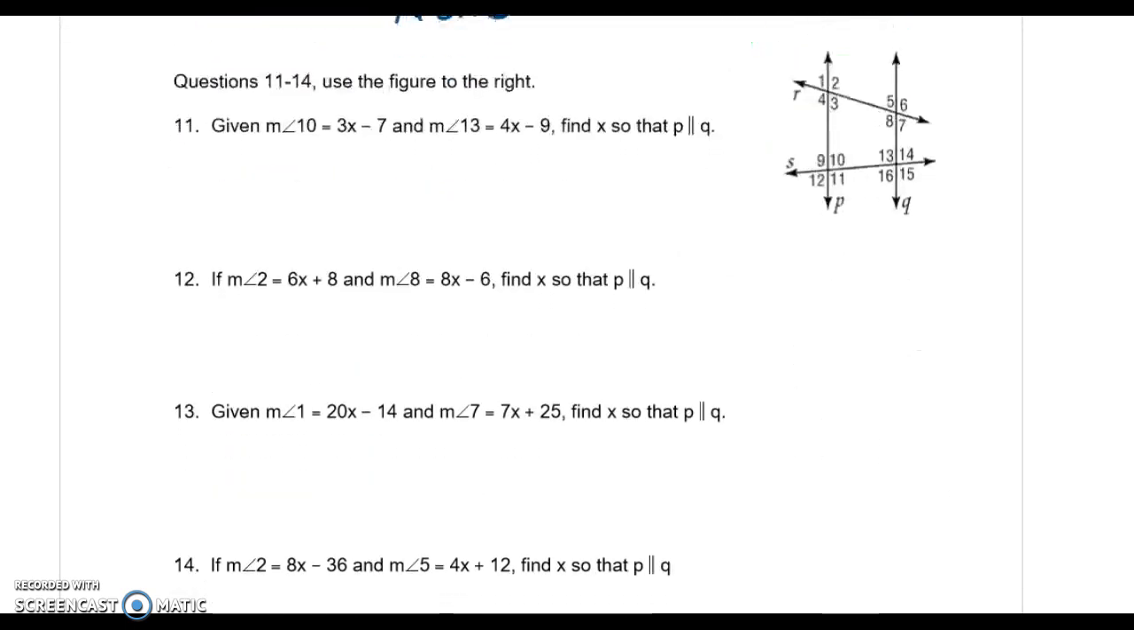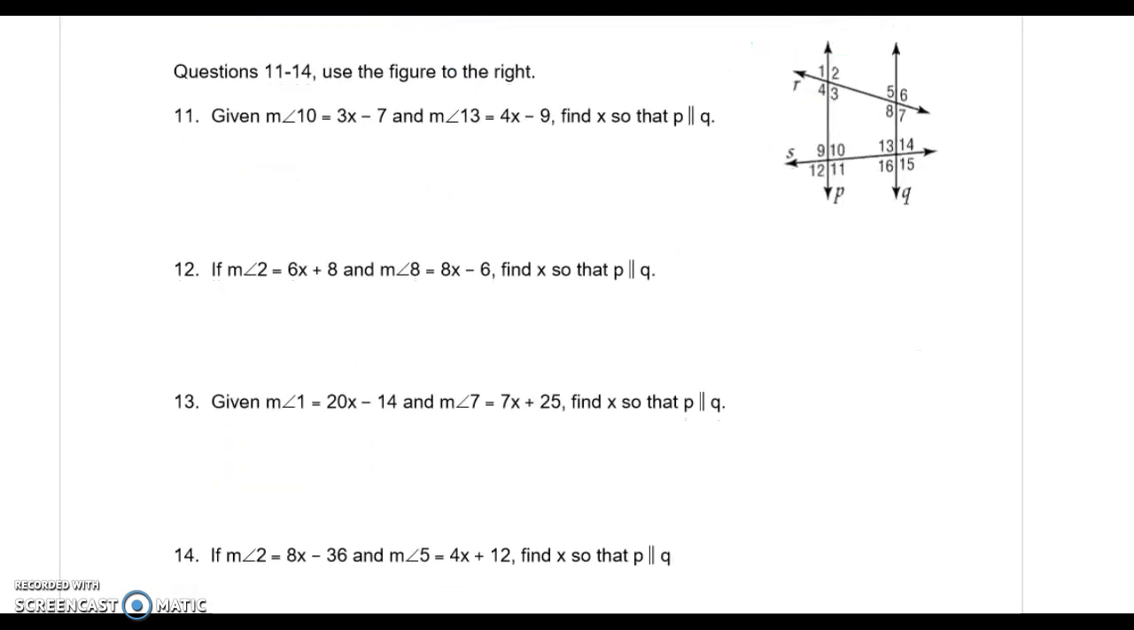This bottom section is just like the notes. You're figuring out what the name of it is. So I want the name. I want the rule. And then I want you to solve for x, just like we've been doing before.